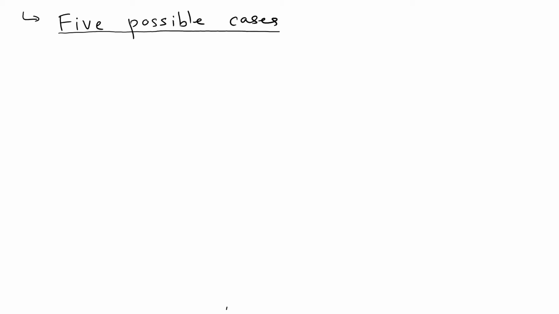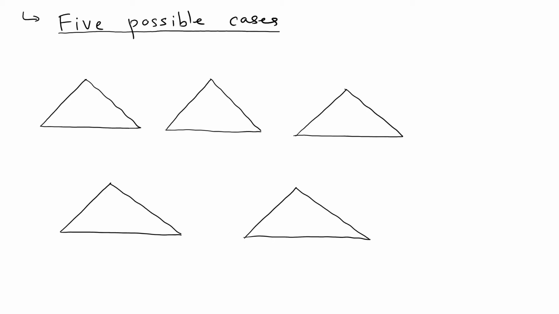There are five possible cases. The first one is what we call ASA, which means we know an angle, a side, and an angle. The next one is SAA, which means we know a side and two angles. And the next one is SSA, which means we know two sides and then an angle, in this order.